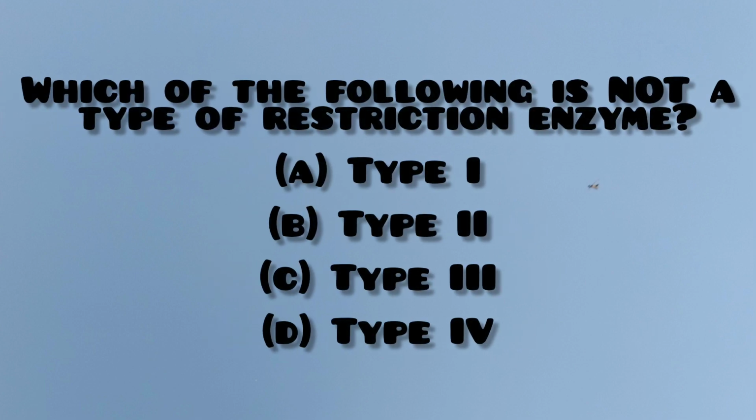Let's see some other question. Which of the following is not a type of restriction enzyme? A, type 1, type 2, type 3, or type 4? So the correct answer for this question is type 4, which is D. Type 1 restriction enzymes exist, type 2 also exist, type 3 also exist, but type 4 restriction enzymes do not exist. So the correct answer for this question is option D, which is type 4.